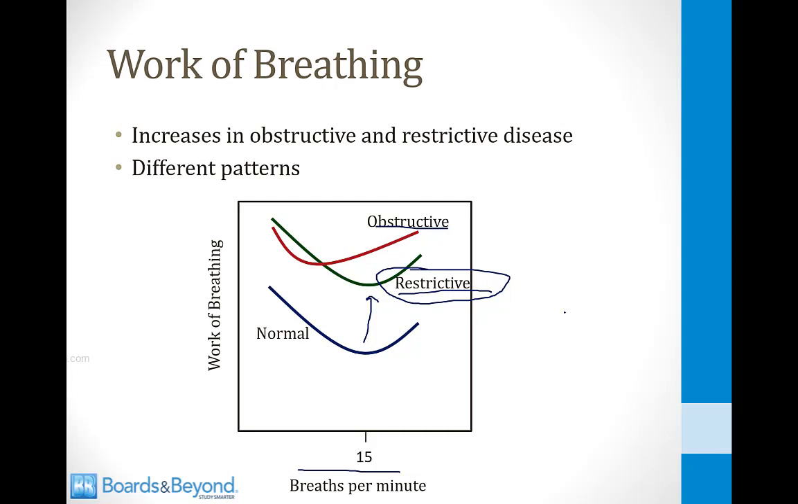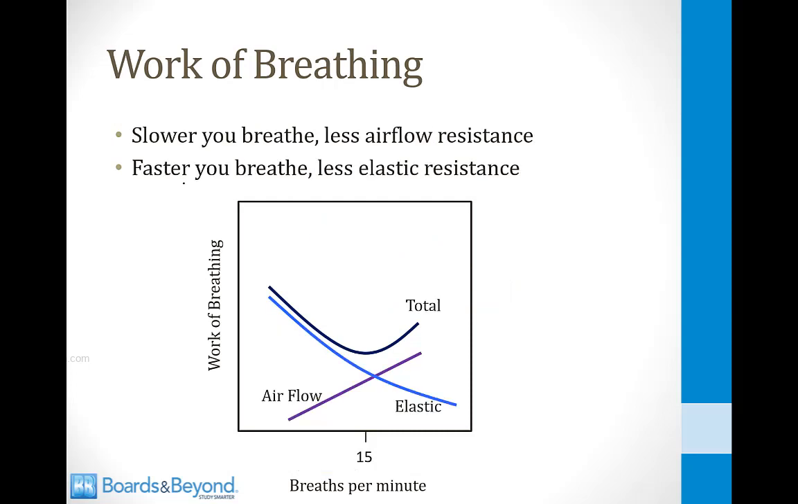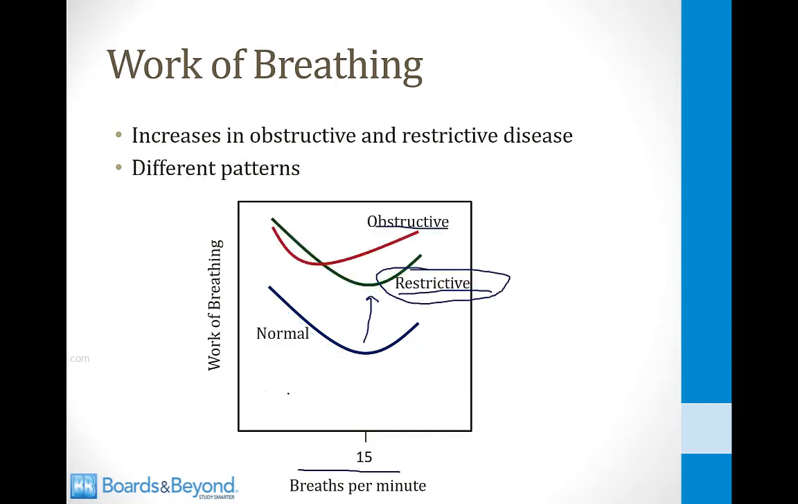So let's go back one slide and take a look at what determines that. As we talked about here, the faster you breathe, the less elastic resistance. So what this means is patients with restrictive disease are going to want to breathe at a higher respiratory rate with small tidal volumes. And that's what's shown here.